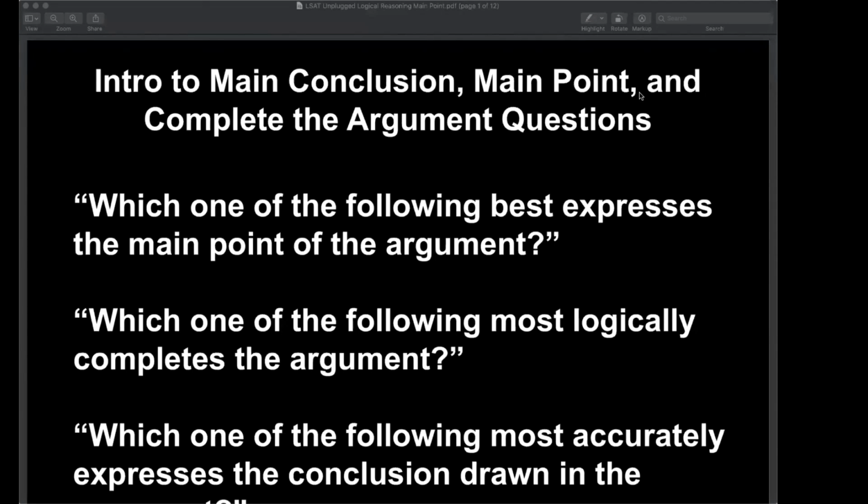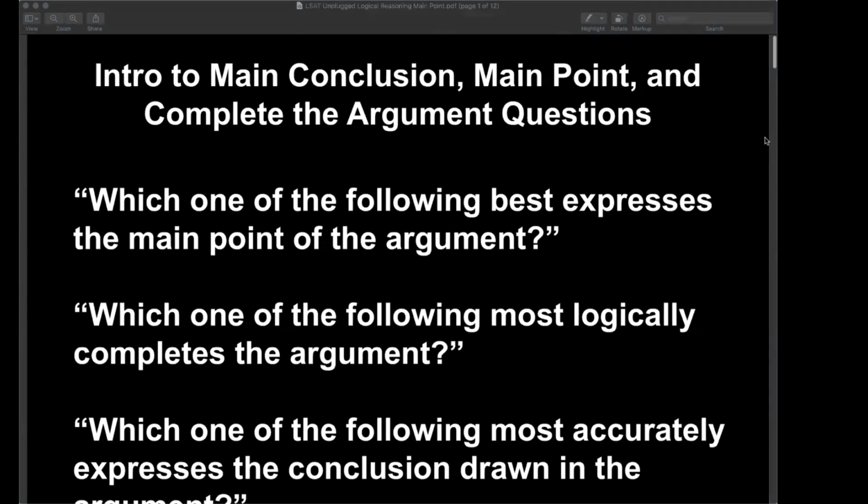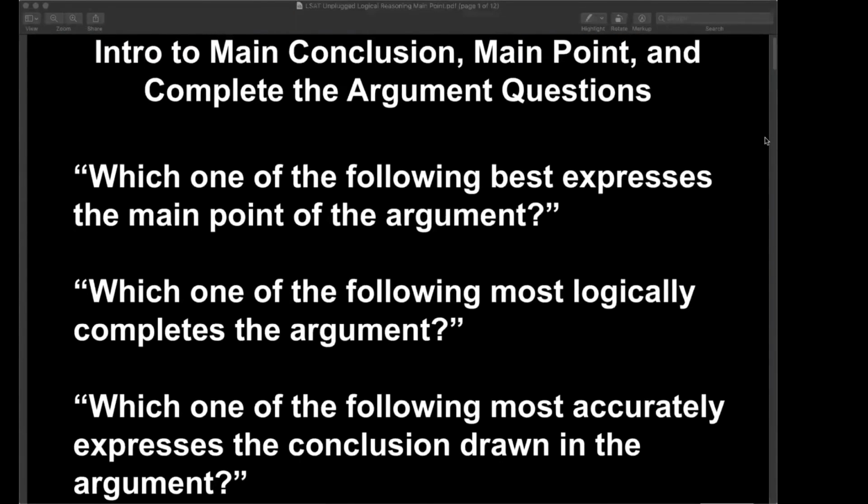The agenda for tonight is main conclusion, main point, and complete the argument questions, all of which are really variations on the same idea, the same theme. And that is simply, what is the conclusion of the argument? What's the main point? Occasionally, they will ask you to complete the argument, but these are all driving at the same general idea here. So these are closely related logical reasoning questions.